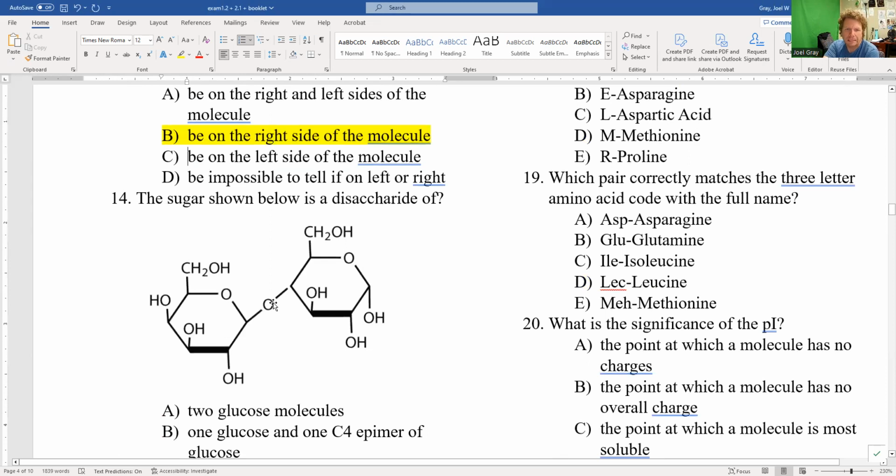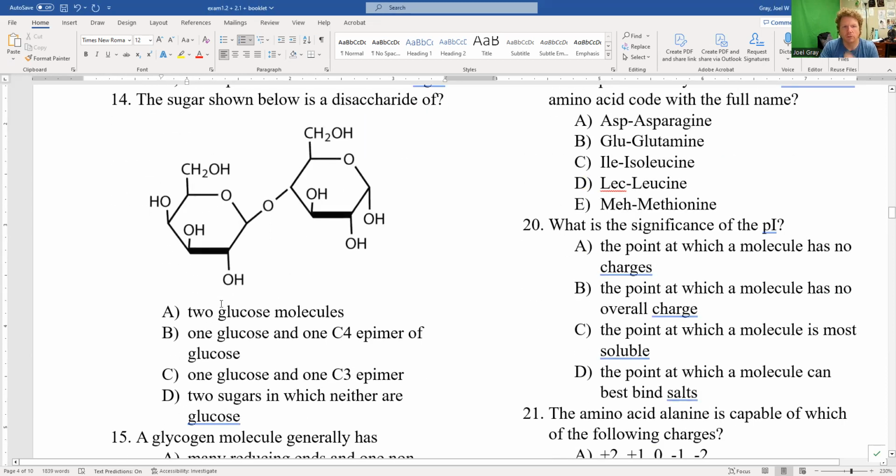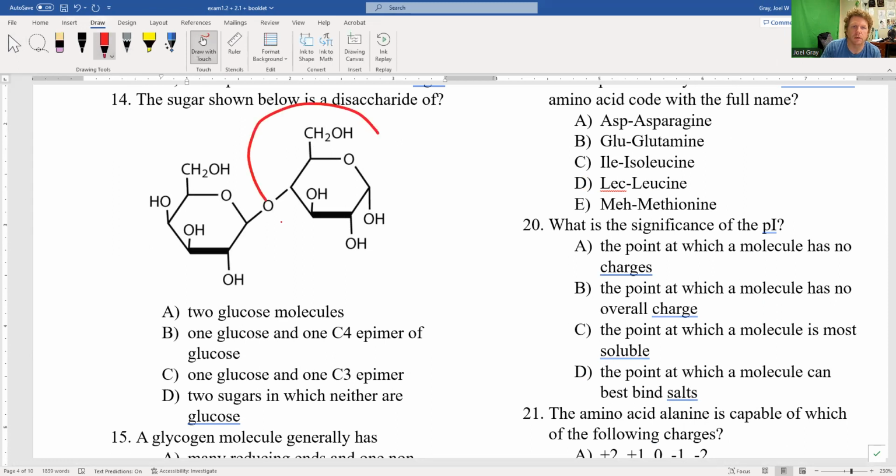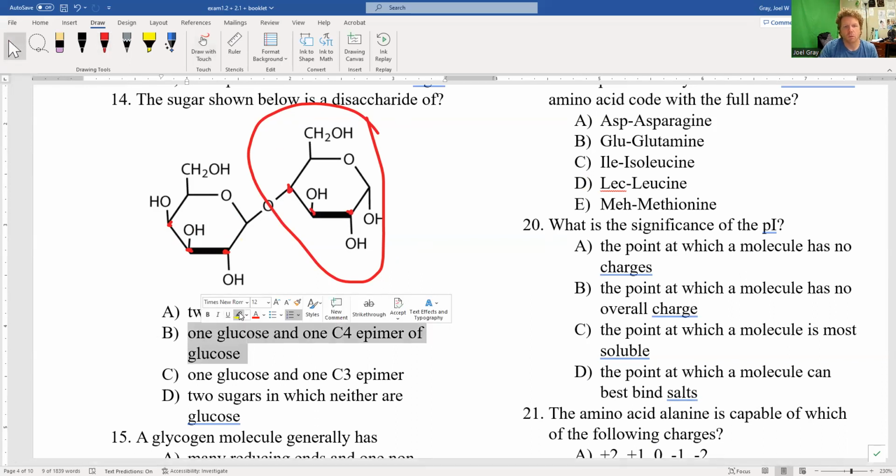Now, the sugar shown below is a disaccharide of A, 2 glucose molecules, B, 1 glucose and 1 C4 epimer of glucose, C, 1 glucose and 1 C3 epimer, or D, 2 sugars in which neither are glucose. Okay, if we look at this sugar on the right-hand side, we've got carbon 2, 3, and 4 with a pattern of down, up, down. So that is glucose. If we look at the sugar on the left, we've got down on carbon 2, up on carbon 3, up on carbon 4. So that's the C4 epimer of glucose. So our best answer here is B, 1 glucose and 1 C4 epimer of glucose. Number 14 is B.